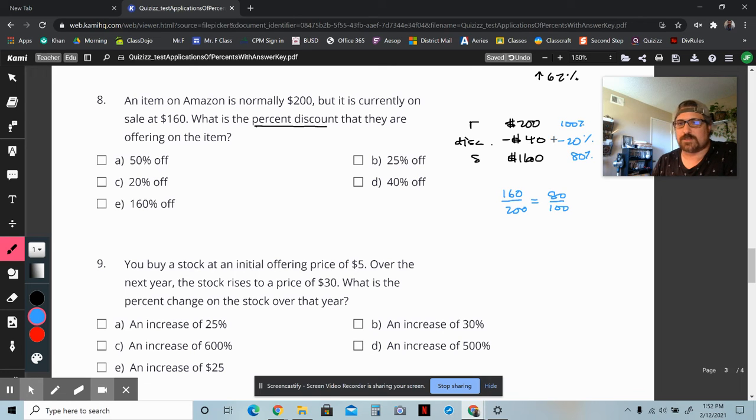20%. You could also just ask yourself, 40 is what percent of 200? 40 out of 200 is the same as 20 out of 100, so 20%. Either way, the amount that you're getting off the price is that 20%. So you're getting a 20% discount, 20% off.